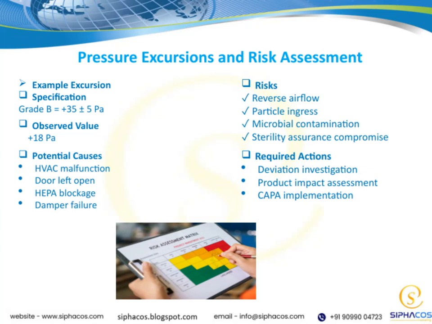Let's talk about pressure excursions and how they affect risk. When pressure drops or reverses, it can cause airflow to go the wrong way, letting particles and microbes in. That risks contamination and compromises sterility. When this happens, we investigate the deviation and assess how the product might be impacted. Then, we put corrective actions in place. For example, if the specification calls for a pressure of plus 35 with a margin of 5, but we observe only plus 18, we need to find out why. It could be HVAC issues, a door left open, HEPA filter blockage, or a damper failure.